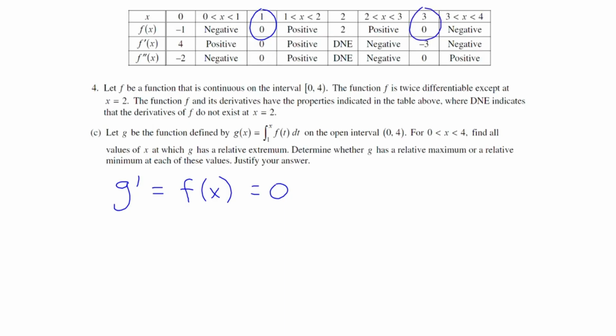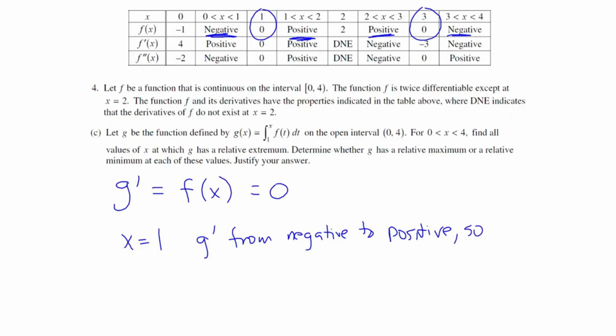And we can see that at x equals 1, it switches from negative to positive. And at x equals 3, it switches from positive to negative. So we're going to say x equals 1, and we'll say g prime goes from negative to positive. So that one is going to be a minimum.